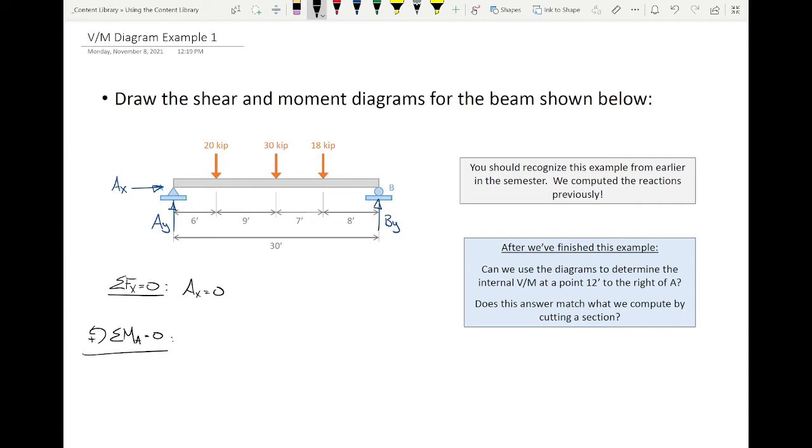We have 20 times 6, 30 times what? 20 times 6, 30 times what? One voice, come on. 15. There we go. Somebody else. 18 times what? There we go, 22. Are these positive moments or negative moments according to our sign convention that we've adopted here? Negative.